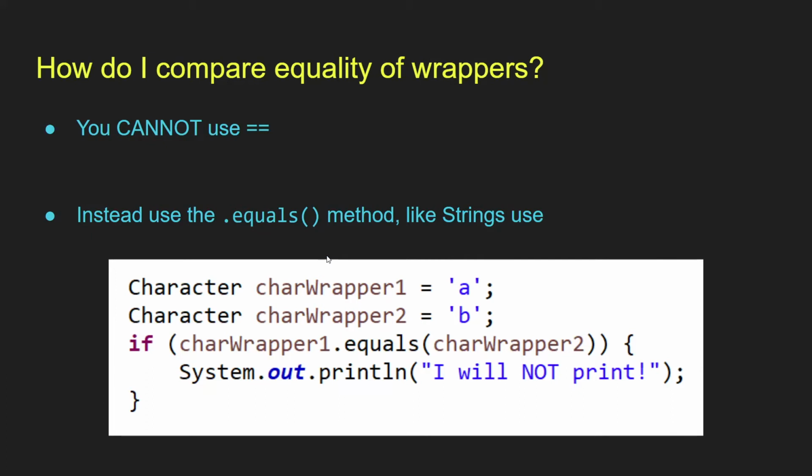All right, and so lastly, how do we compare equality of wrappers? Just like strings, because the wrappers are a class, you cannot use the equals equals operator. Instead, you have to use the dot equals method, just like the strings use. So down here we have an example of character wrappers, and we're using the dot equals function to compare if they're equal. And that is about it for wrappers.